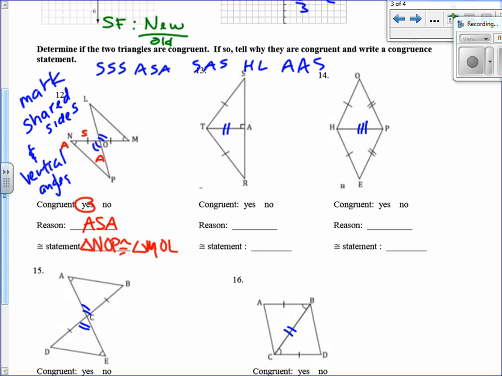Now, you still like triangle, so it might be HL. This is a hypotenuse, and this is the leg. So, it's HL. Yes, HL.